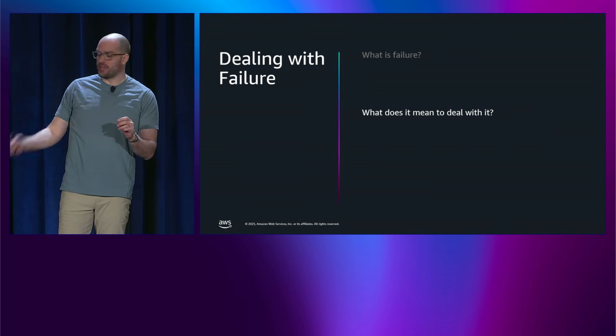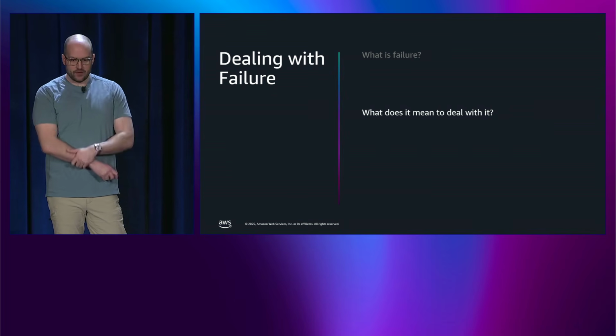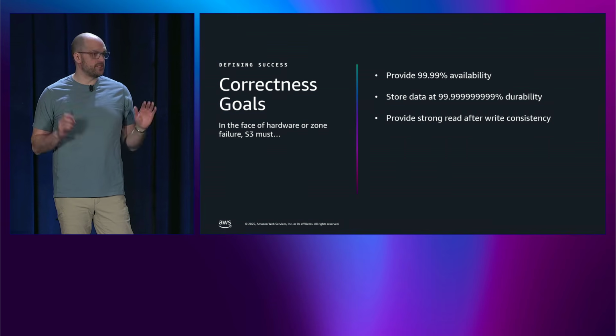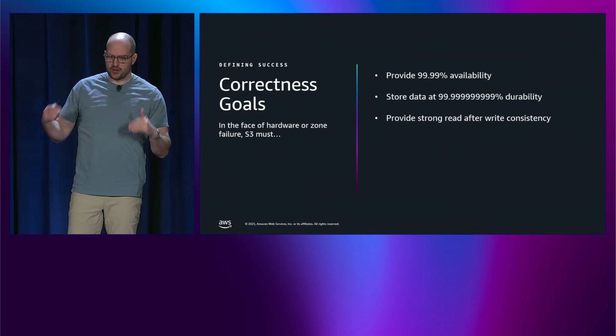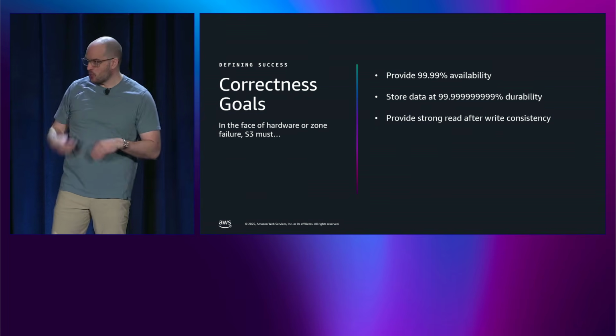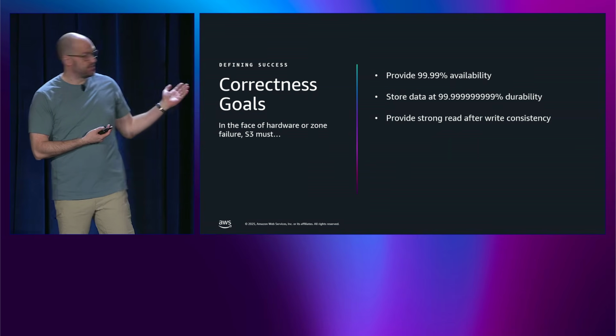Okay, so back to our definition. Now that we understand what can fail, we need to define what it means to deal with it. This is all about design goals. You set your design goals for your system, and then you design your system around those goals, and then you implement the system according to those designs. So here are some of S3's design goals.